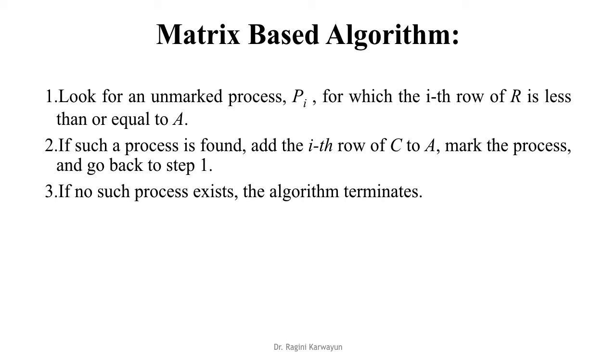So what we do is look for an unmarked process Pi for which the ith row of R is less than or equal to A. That means if all the pending requests of a particular process are less than or equal to the available list, then that request can be granted. If such a process is found, we add the ith row of C to A and mark the process as able to finish, and then we go back to step 1. If no such process exists, the algorithm terminates, indicating a deadlock.